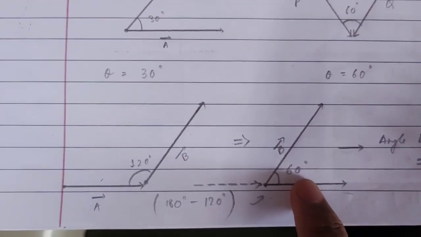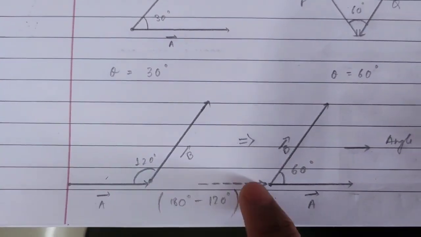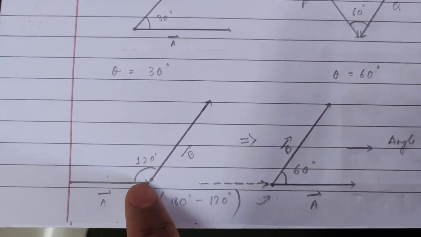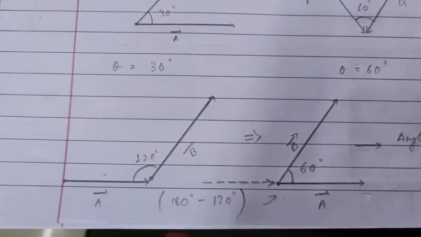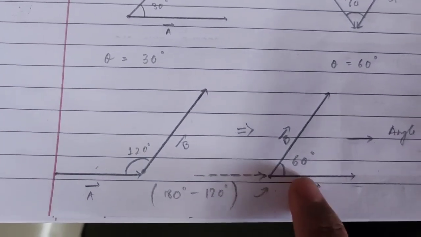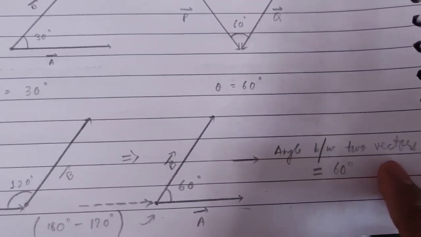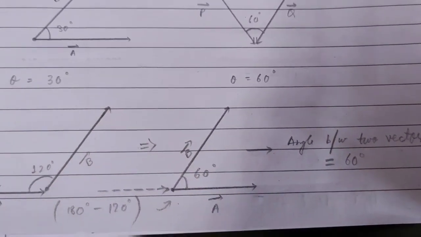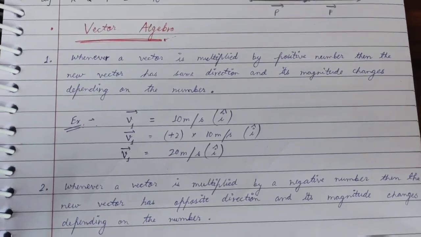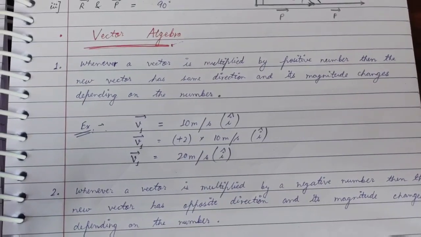How did we get the 60 degrees? Basically, a straight line has 180 degrees. This one was given as 120, so 180 minus 120 gives us 60 degrees. Simple. So the angle between the two vectors will be equal to 60 degrees. Now our next topic is vector algebra.